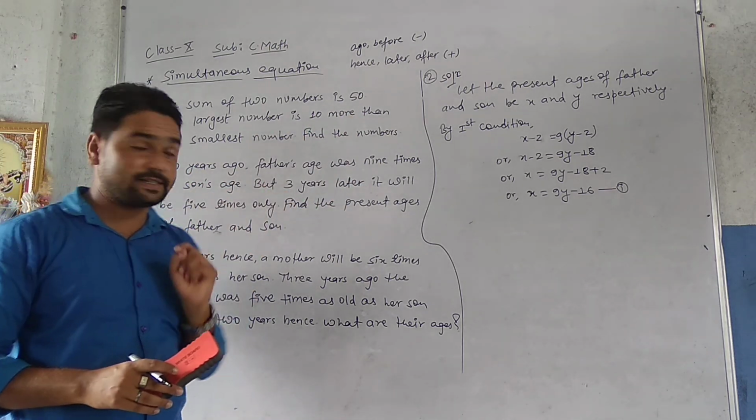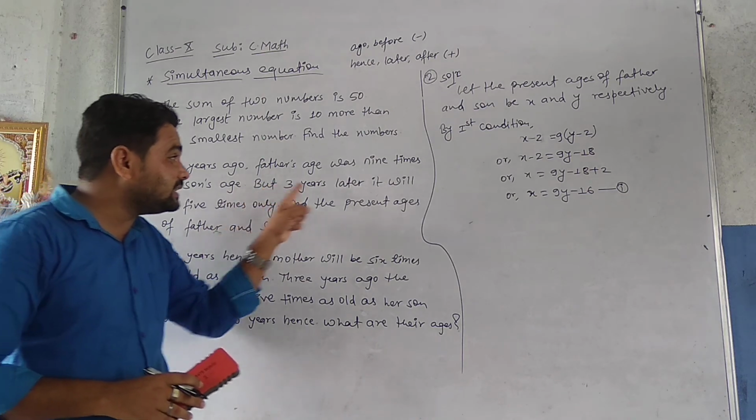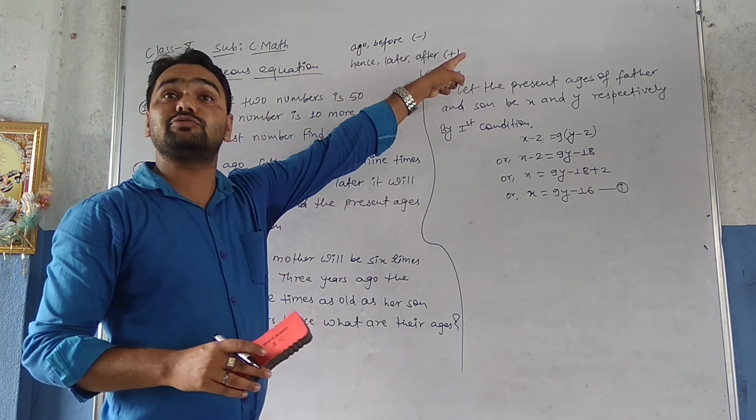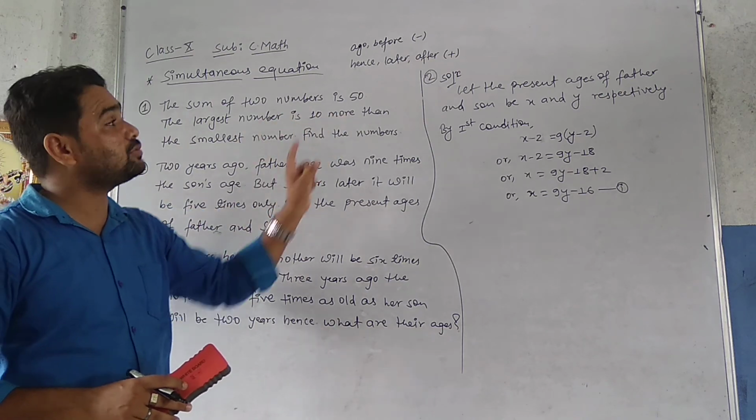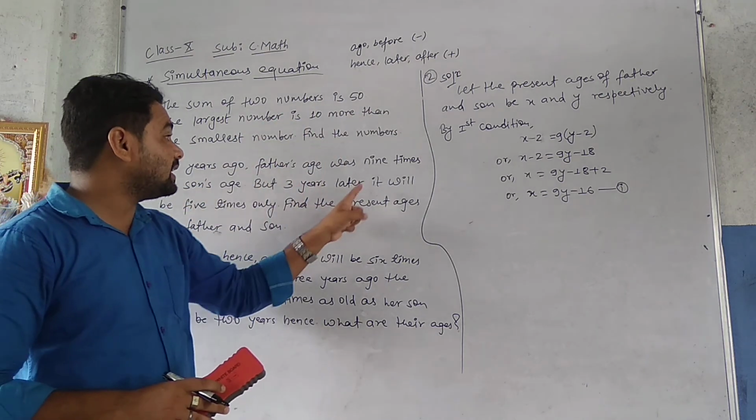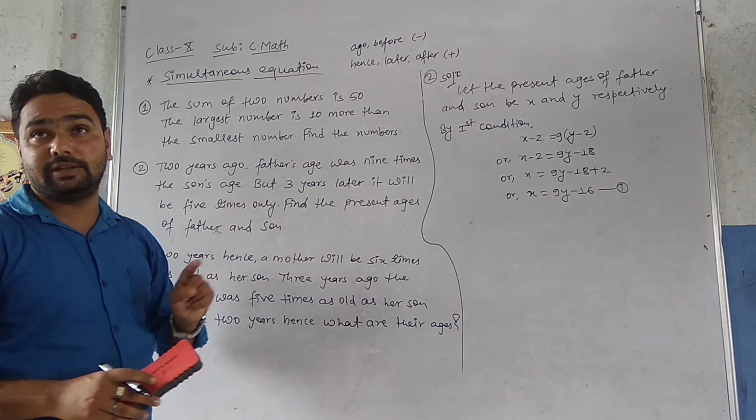Now for the second condition, it is given that 3 years later. Later means what? We have to add to the present age. 3 years we have to add to the present age. 3 years later it will be 5 times only.